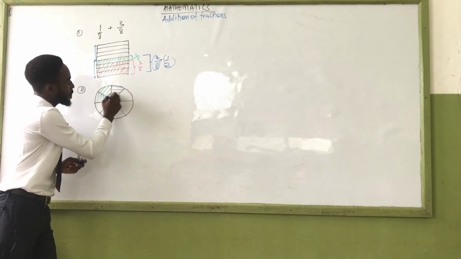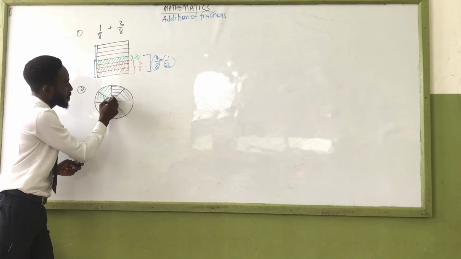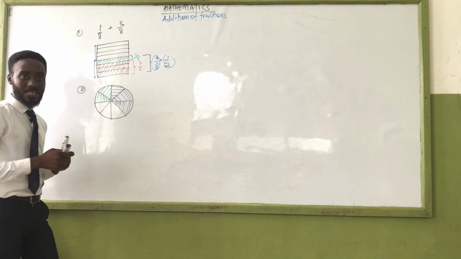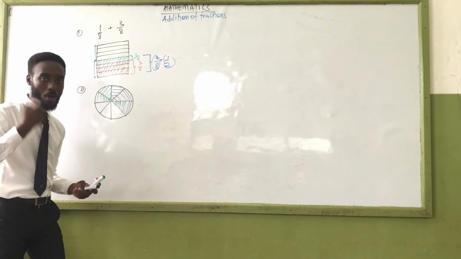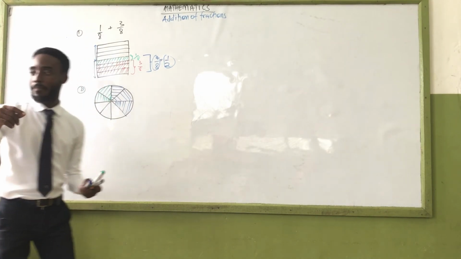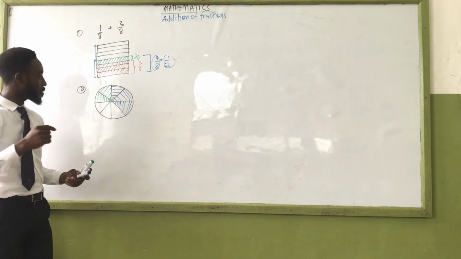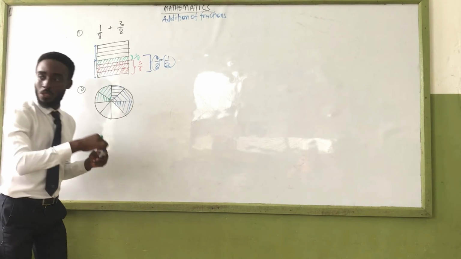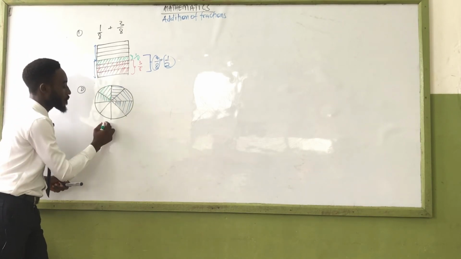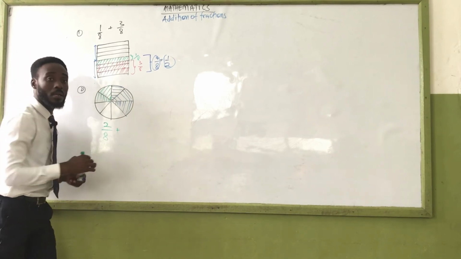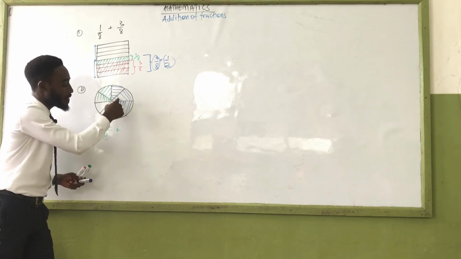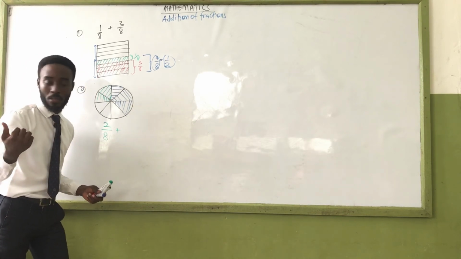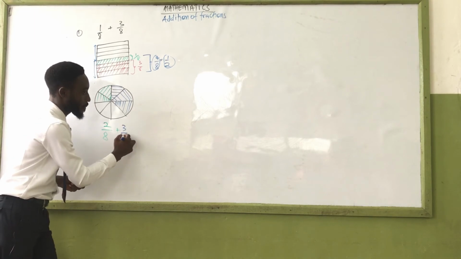So 1, 2, 3, 4. Okay, so what's the fraction? What is the fraction of vegetation? Say one. Mary. So the fraction of vegetation is what? 2 out of 8, right? Is that okay? And then what's the fraction of water bodies? The blue part. That's what? All right, 3 out of 8.